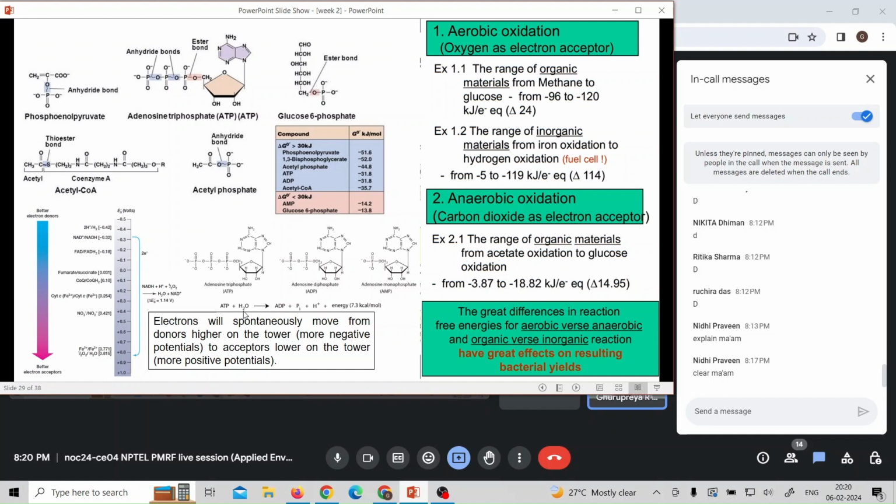And on this part of the slide, as we were talking about aerobic and anaerobic oxidation, you can see that the energy range in case of aerobic is minus 5 to minus 119 kilojoule per electron equivalent, whereas here it is very low, minus 3.8 to minus 18.8 kilojoule per electron equivalent. The difference in the reaction free energies for aerobic and anaerobic, and organic and inorganic reactions, has great effects on the bacterial yield.